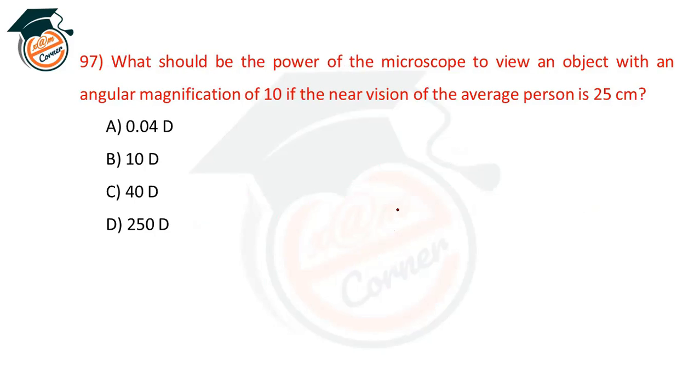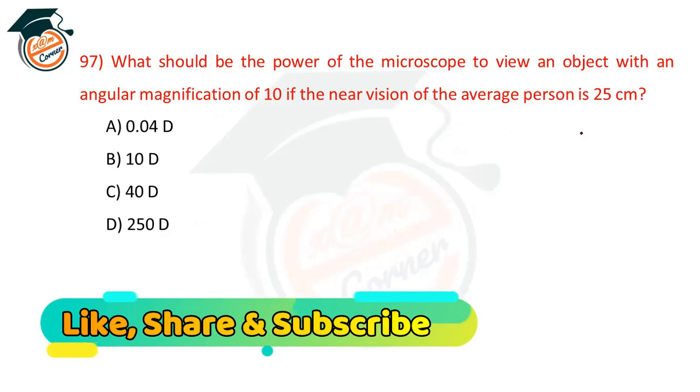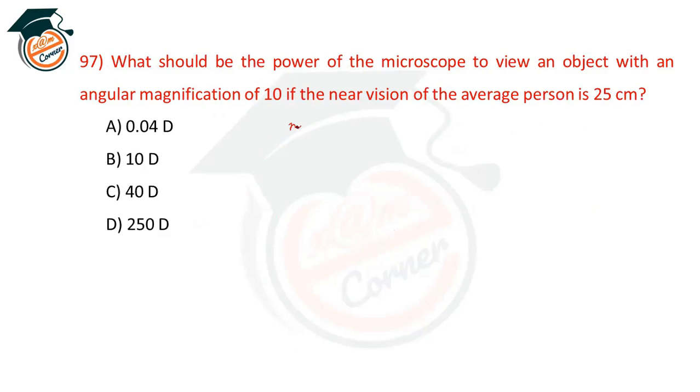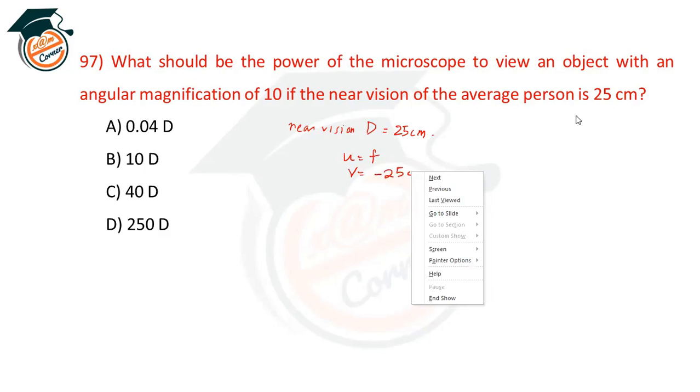What should be the power of the microscope to view an object with an angular magnification of 10 if the near vision of an average person is 25? Okay, near vision means we are given the value of D, which is equal to 25 cm. Power of the microscope to view an angular magnification of 10. We know for the lens, U equals F and V equals minus 25 cm, because it is given the average person is 25 centimeters. So this is equal to minus 25.